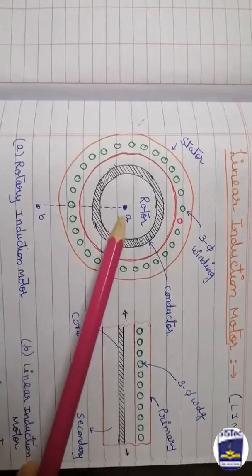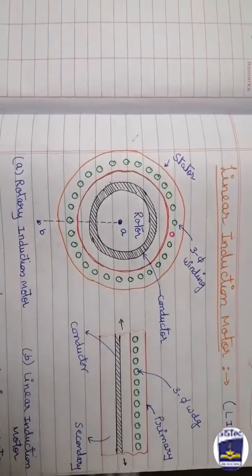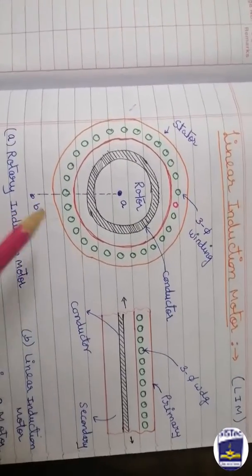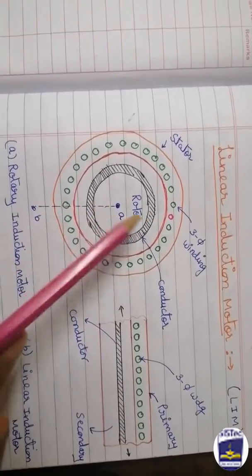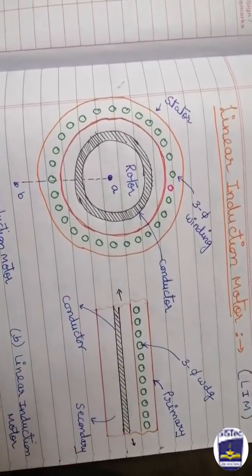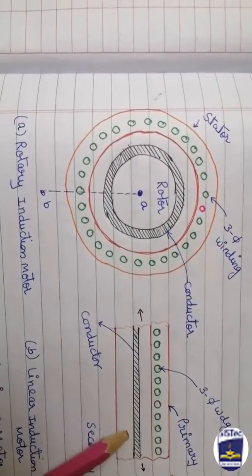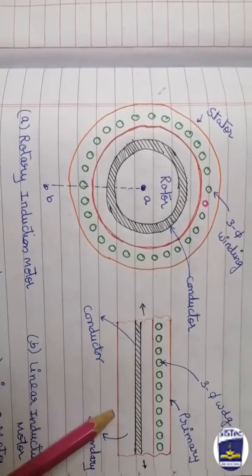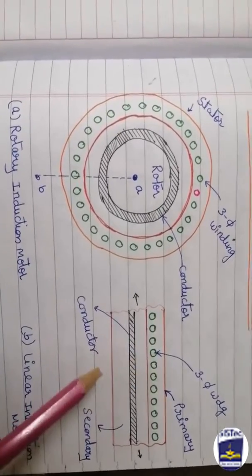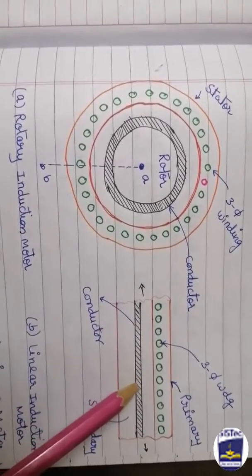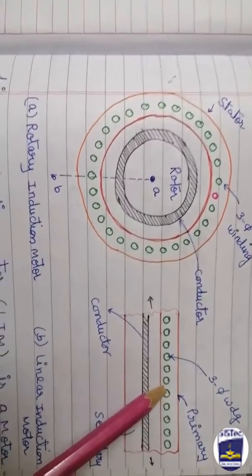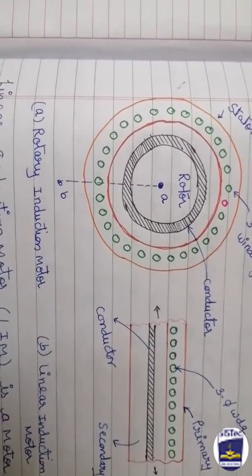Let the stator be cut along the line AB and spread out as shown in the figure. Means from A to B we cut this part and spread it along this axis. So it will look like this. Here this is the stator winding, the three-phase winding, and this is the rotor winding. Here the stator is called the primary winding and the rotor is called the secondary winding.